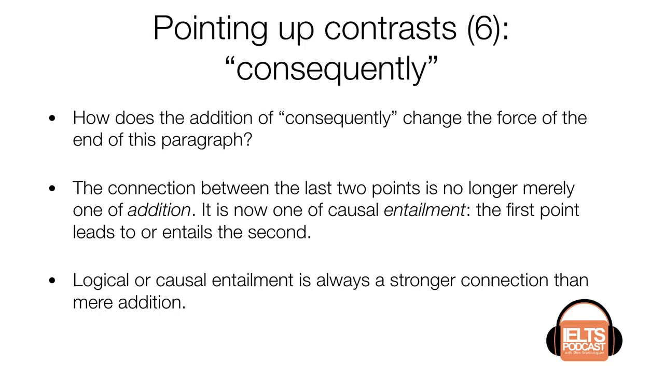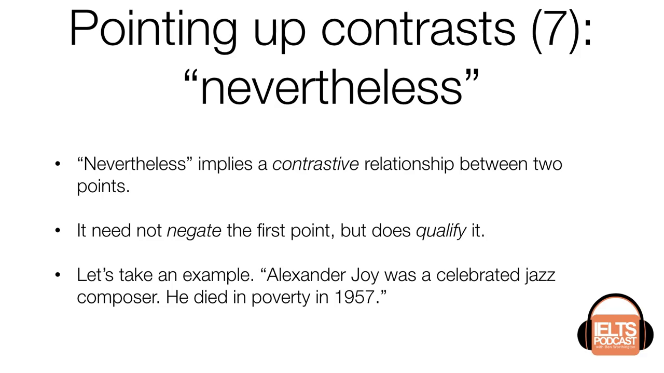So just take a step back. If we have X in addition to Y in addition to D, that's okay. But if we have X leads us to Y as it does to Z, you can see there's a smoothness there. Now, next point, nevertheless. Nevertheless implies a contrastive relationship between 2 points. It doesn't necessarily have to negate the first point, but it does qualify it.